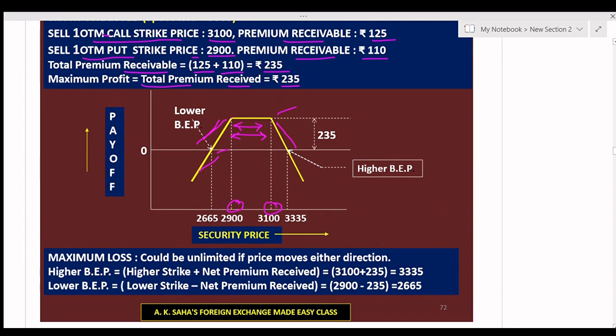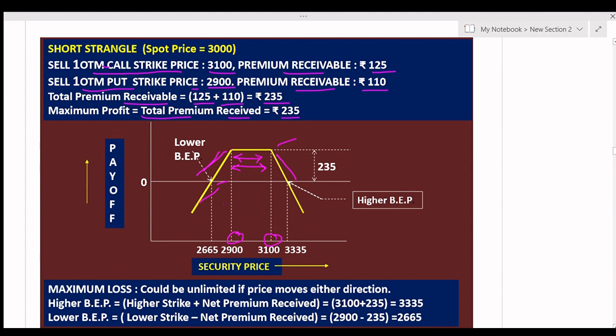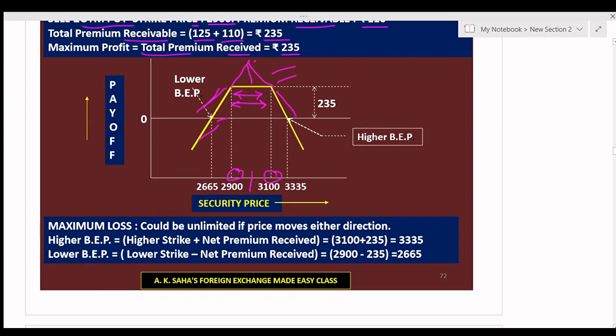And here ATM is 3000. ATM, the spot price is this. ATM is in the midpoint of 2900 and 3100. So it will be here. If you extend this point to meet this point, it will be the straddle. The profit of the short straddle is higher than the short strangle, because the premium receivable is higher, because it is 18. In OTM it is less than 18. Maximum loss could be unlimited if price moves in either direction.